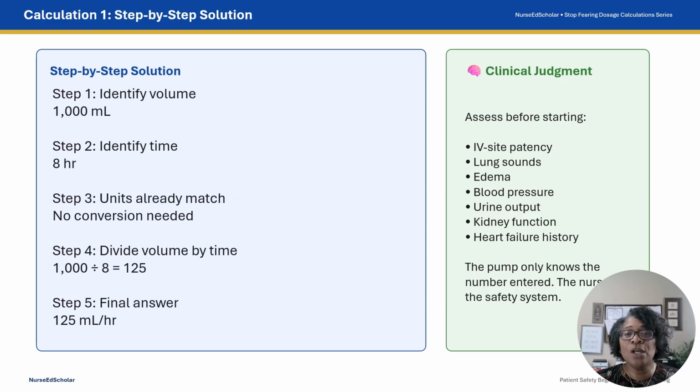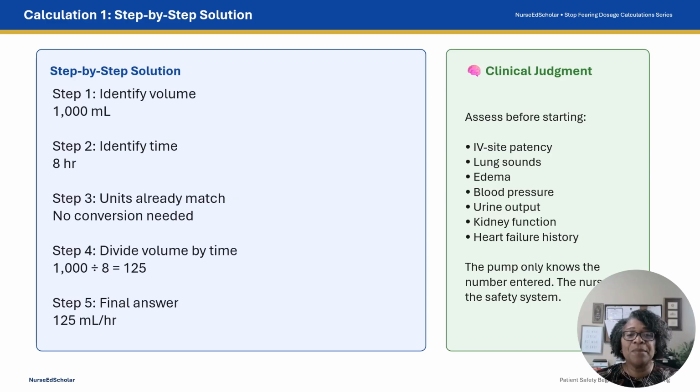Okay, so when we're looking at it, step one, what is actually ordered? What's ordered is 1,000 milliliters over how long? Over 8 hours. So do our units match? We are looking for milliliters an hour. So yes, it matches. Our volume is already in milliliters. Our time is already in hours. So there's no conversion needed here.